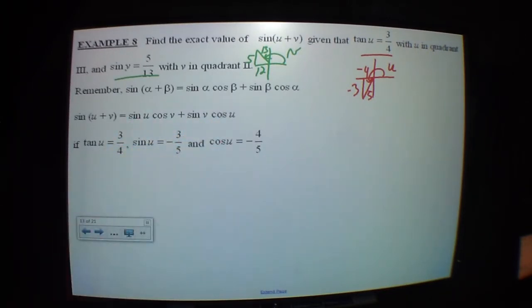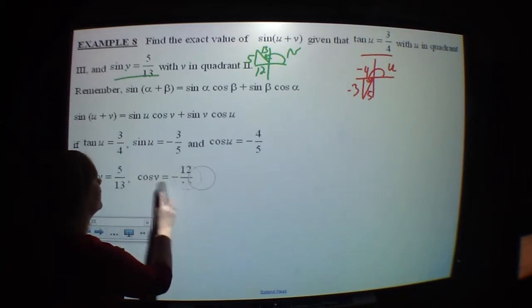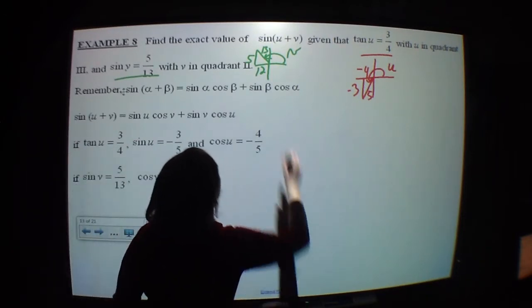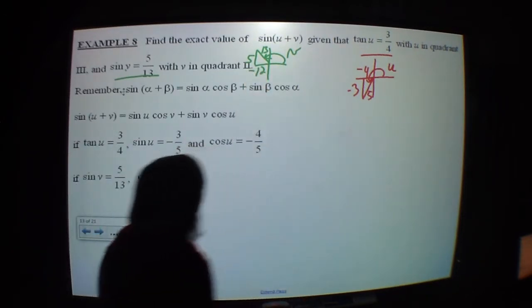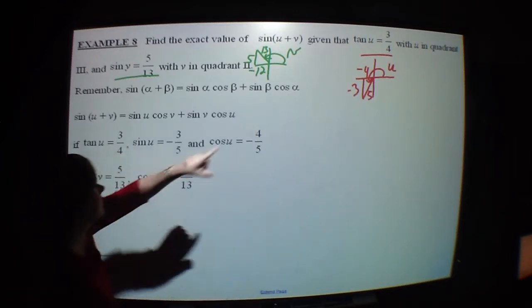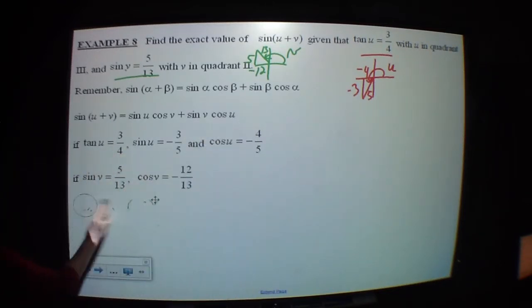My v angles, the green ones: the sine was given as 5 over 13. Cosine would be 12 over 13, but it'd be negative. I should make sure I write this so I don't make a mistake. That's why I draw it in that quadrant, so I write the negatives with it. And so now I just plug in what you know. You don't even have to write this because you kind of have it over there, unless you like to write it out.